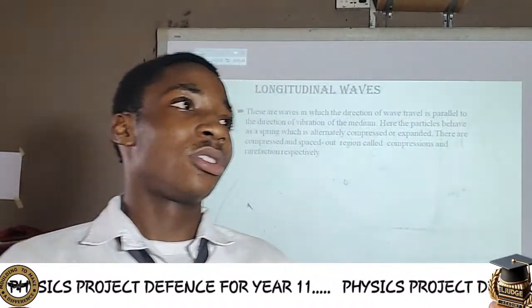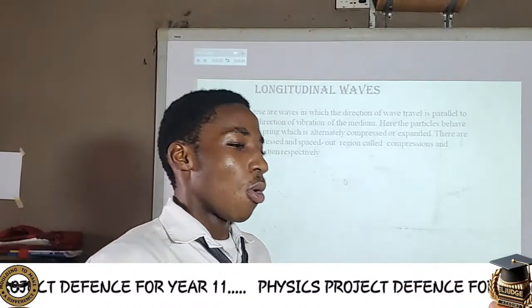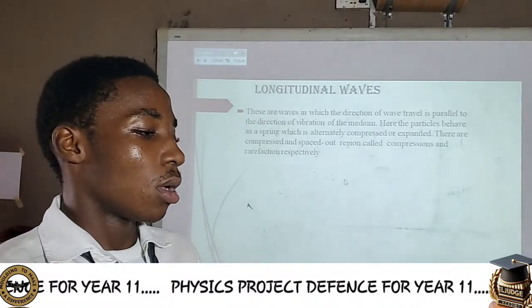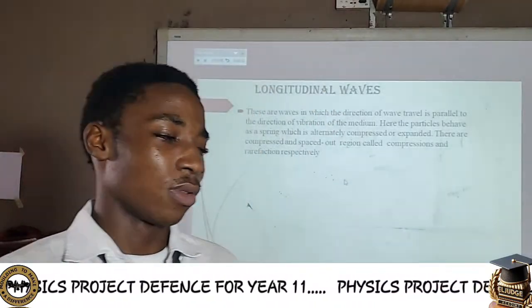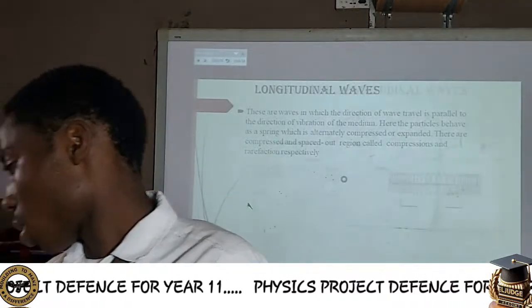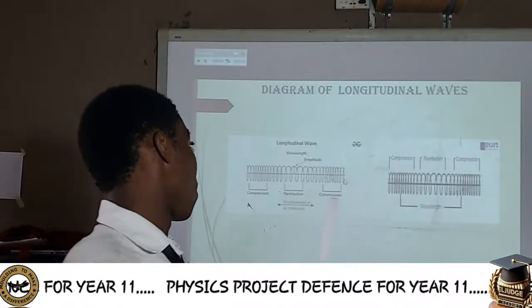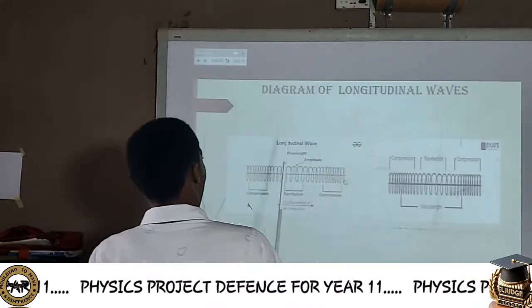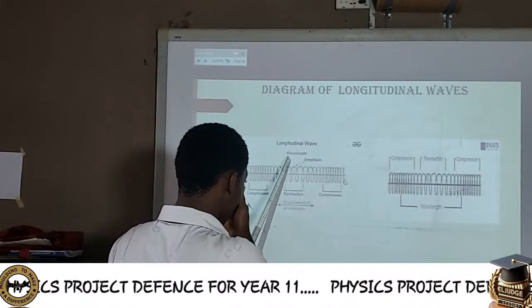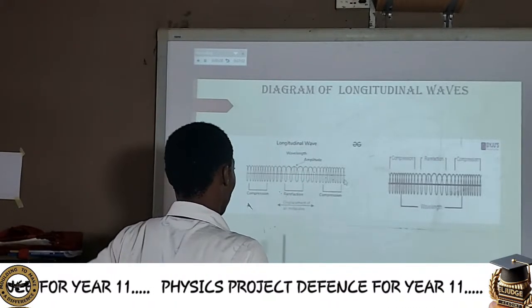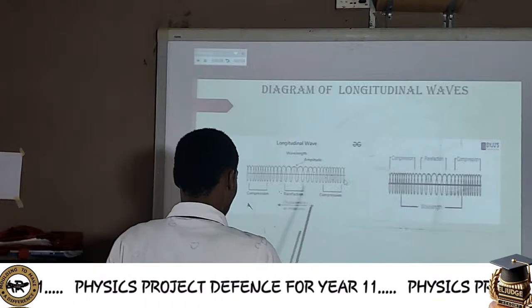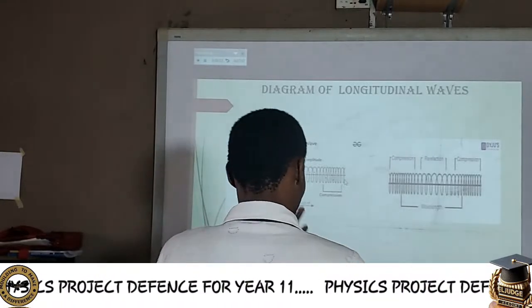Longitudinal waves are waves that move parallel to the direction of their vibration, quite opposite from transverse waves. As you can also see in the diagram, the wavelength, the amplitude, the compression, rarefaction, and displacement of the wave.